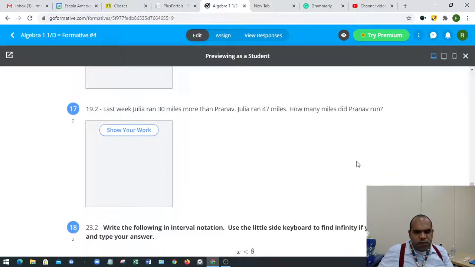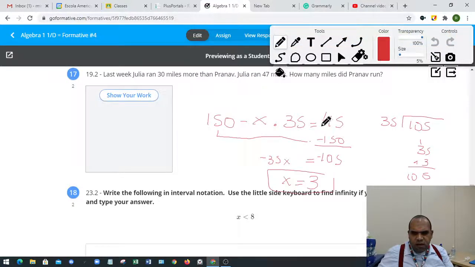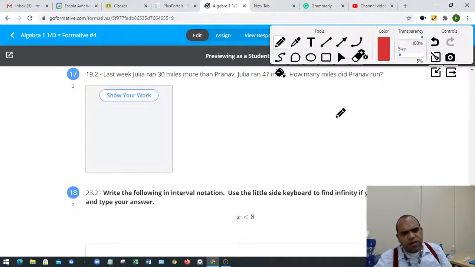17. Last week, Julia ran 30 miles more than Pranav. Julia ran 47 miles. How many miles did Pranav run? Great. Let's understand this one. It's pretty simple. Let me clean here. Last week, Julia ran 30 miles more than Pranav. Pranav will just be P. Julia ran 47 miles.